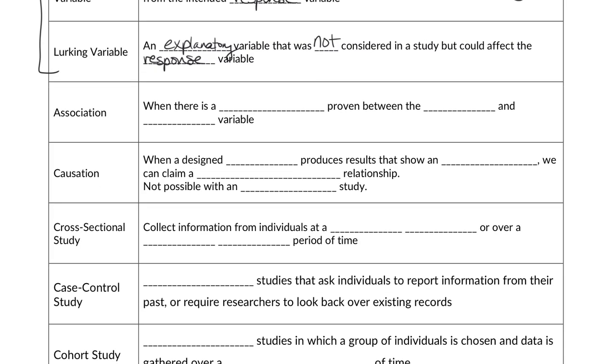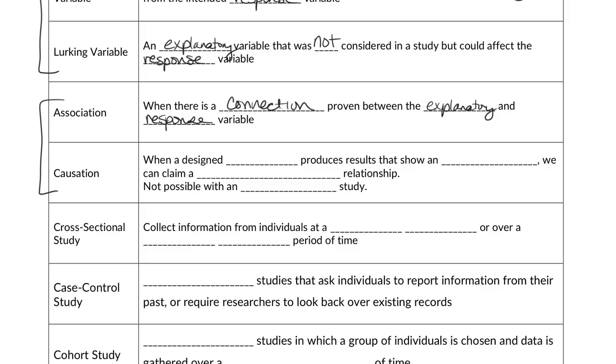Association and causation, again, words we've discussed but didn't really formally define today. An association is when there is a connection proven between the explanatory and response variable. Just a connection of some sort.